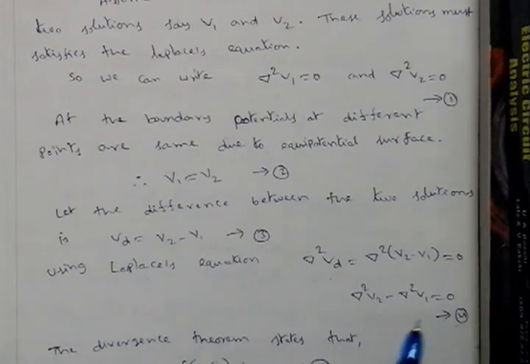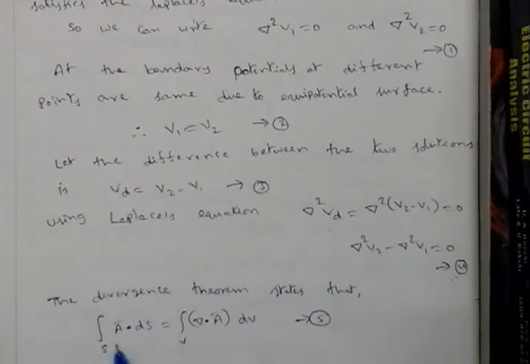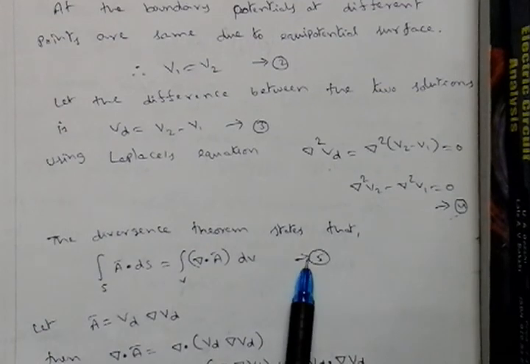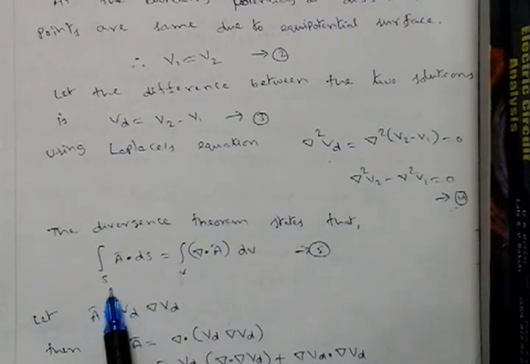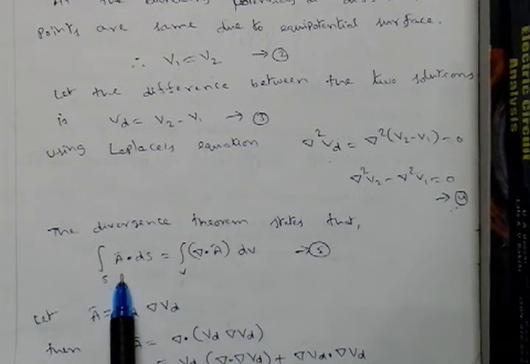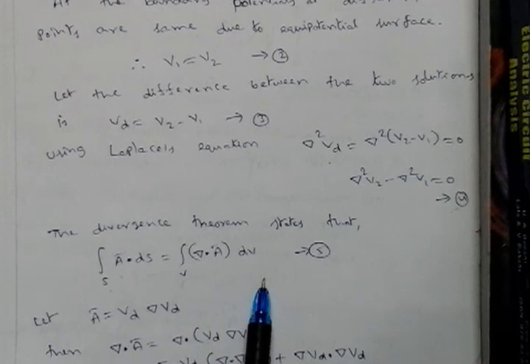We need to prove this solution is the same by another method. Another method means we can choose any method. One of the methods is called the divergence theorem method. The divergence theorem equation is surface integration is equal to volume integration. Surface integration of D bar dot ds is equal to volume integration of del dot D bar into dv. But here instead of D bar we have written A bar. Surface integration of A bar dot ds is equal to volume integration of del dot A bar into dv.